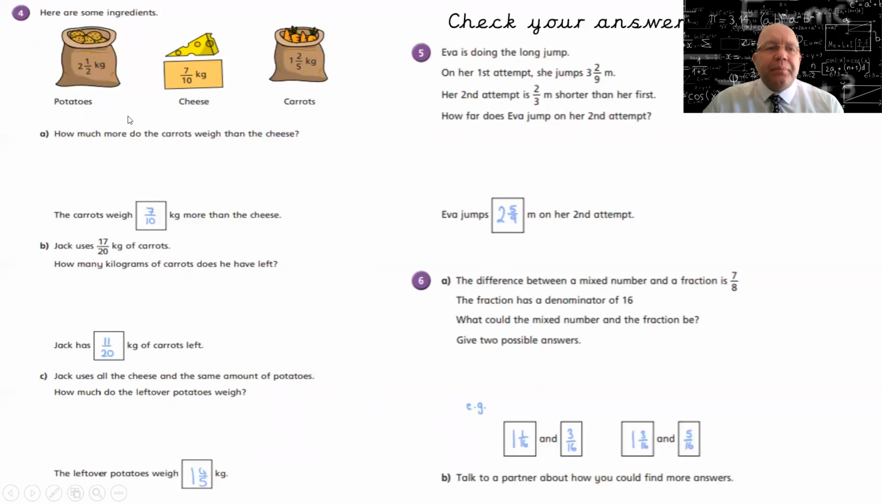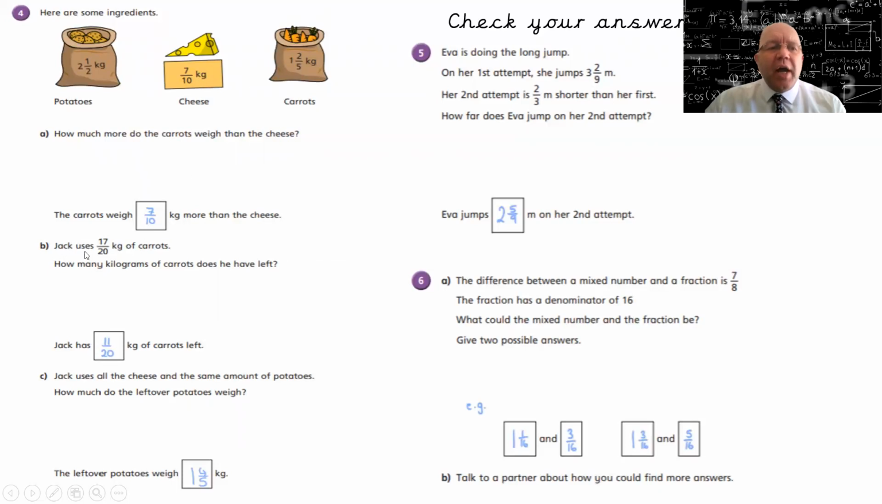Right, our answers. For 4, here are some ingredients. We've got 2.5 kilograms of potatoes, 7/10 kilograms of cheese, and 1 2/5 kilograms of carrots. How much more do the carrots weigh than the cheese? So 1 2/5 take away 7/10 is going to be 7/10. There's your difference, because a common denominator is 10, so 1 and 4 tenths, take away 7 tenths, is 7 tenths.